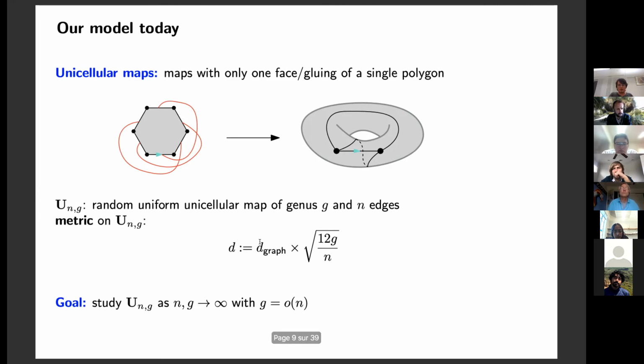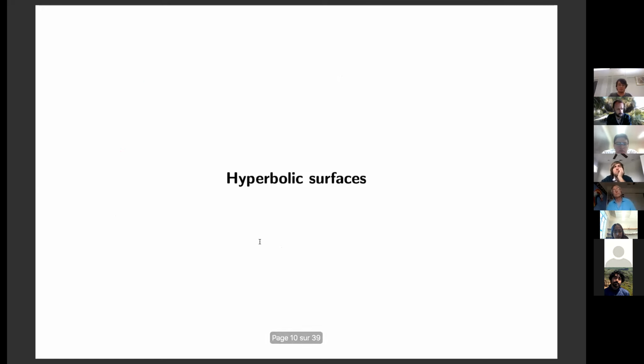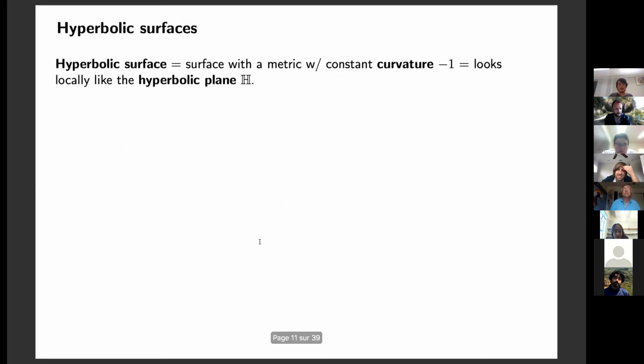And so that's for our model. Now I just want to talk about the other model that we're connecting maps to. It's hyperbolic surfaces. I actually don't know how much you know about these hyperbolic surfaces. Probably most of you know more than me. But I can't know, so I will do my little introduction to hyperbolic surfaces. I'm sorry for those who master it much more than me.